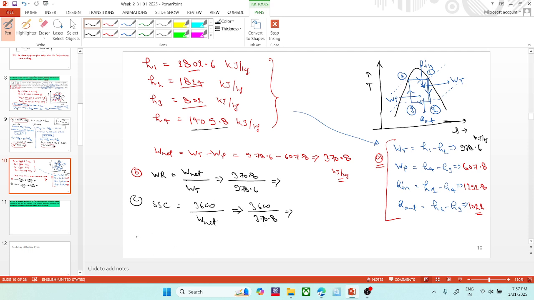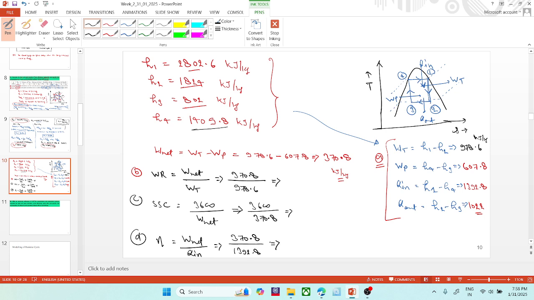The D part is the cycle efficiency, which would be the net work done divided by heat input. So net work done is 370.8 and heat input is 1392.8. Let me write these values quickly.